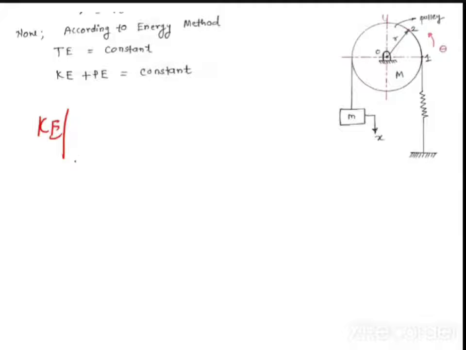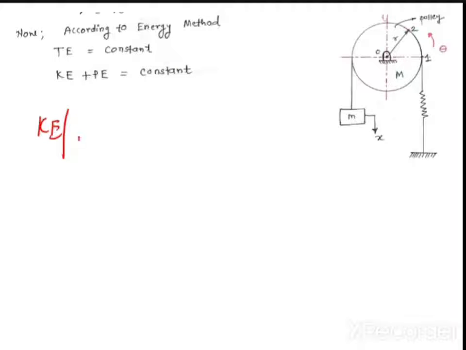Kinetic energy of whom? Total energy method. Kinetic energy of whom? Mass, spring, pulley. Yes, tell me. How will you apply the kinetic energy? I have already explained you. Tell me, first of all, kinetic energy of what? Mass, rotational, translational. First of all, write down the statement. Don't directly go for the formula.